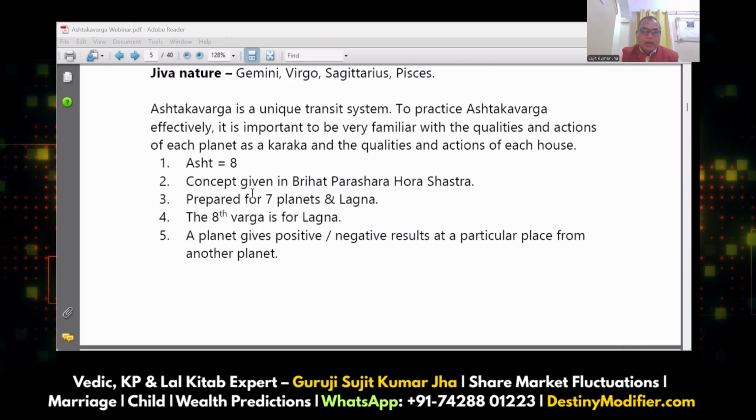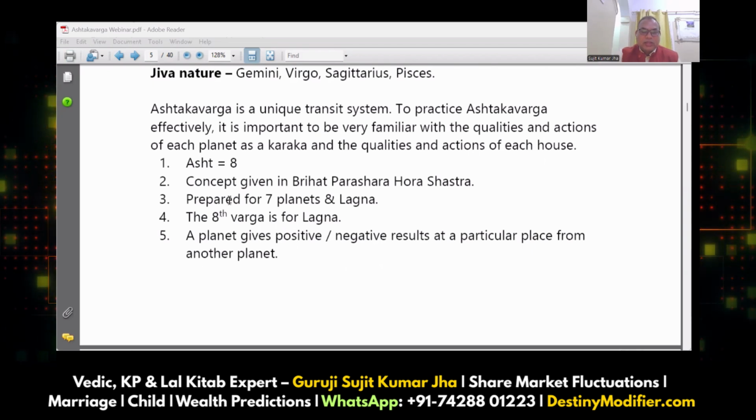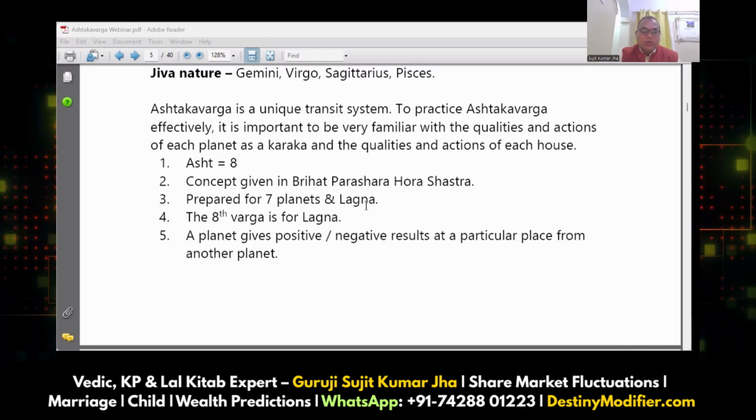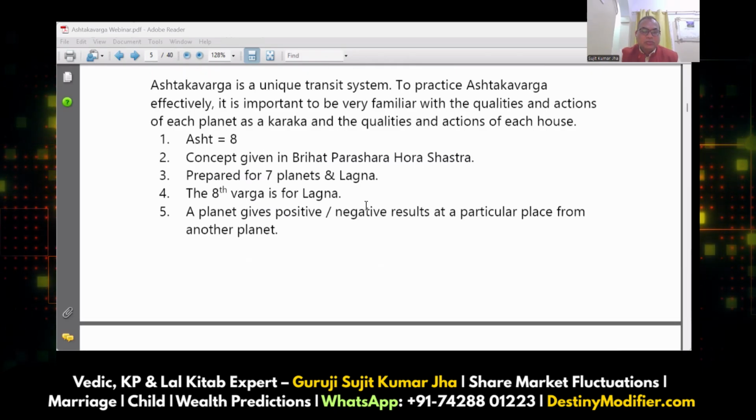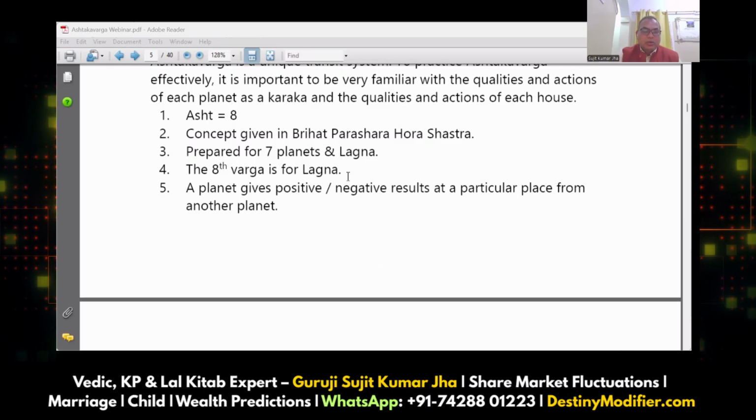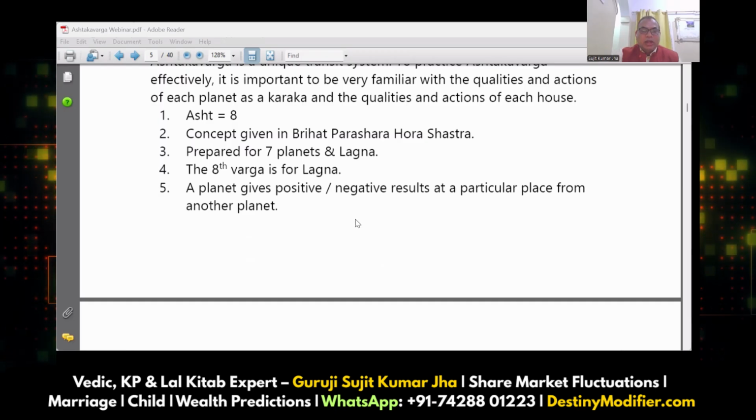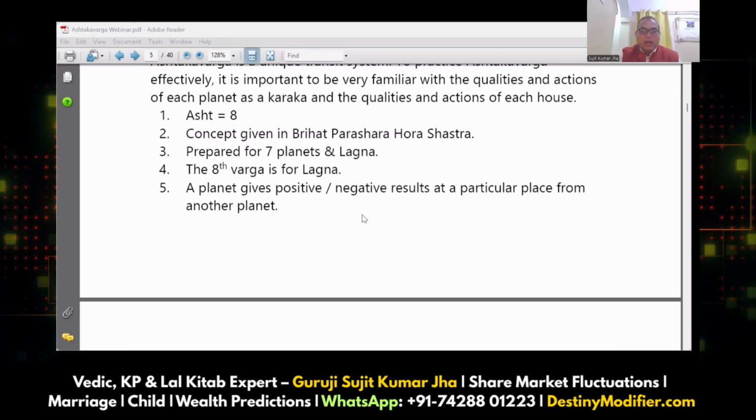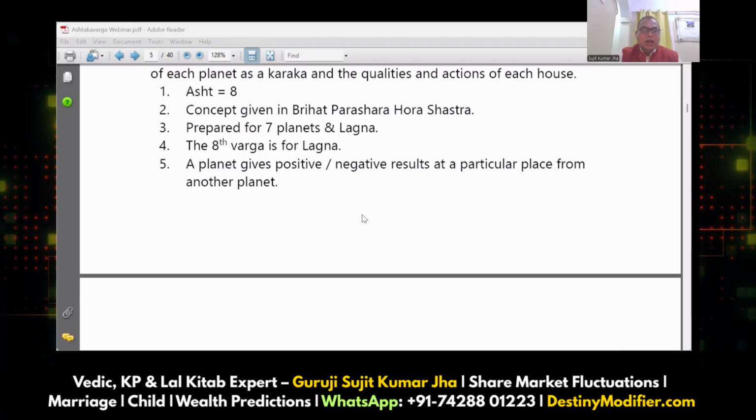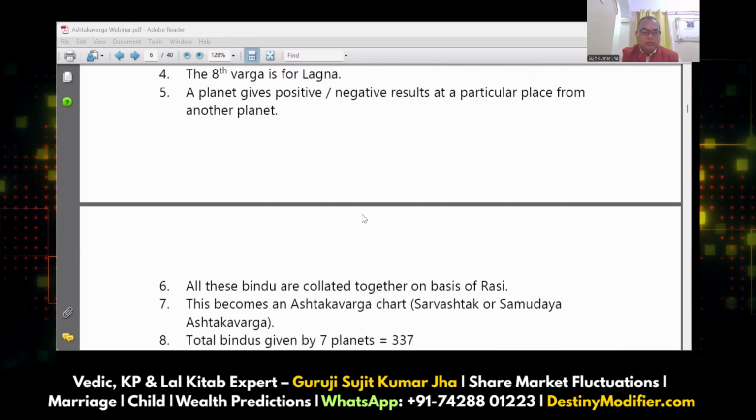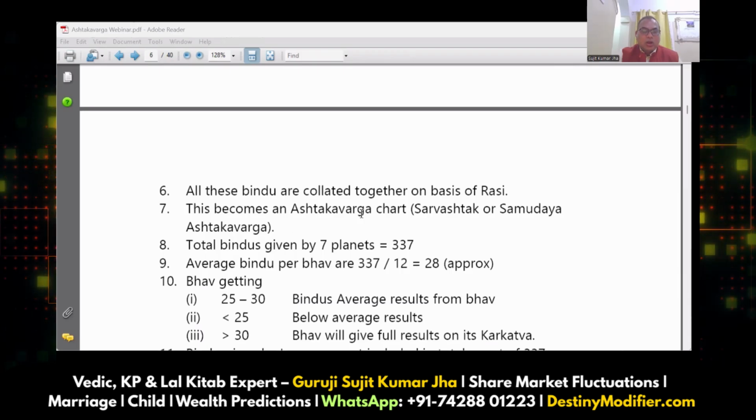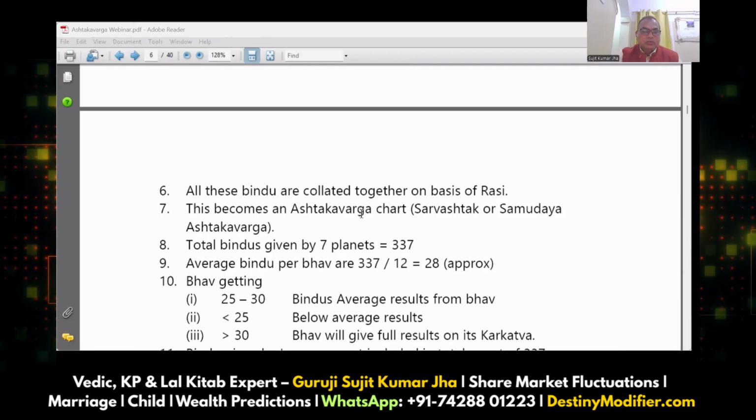Ashtakavarga is divided into 8 parts. This concept came from Brihat Parashara Hora Shastra. The 7 planets and 1 Lagna give the points, so the last chart is for Lagna. A planet gives a positive or negative result based on the points given by the other planets also in that bhav. So all planets combined together in one bhav give the points.